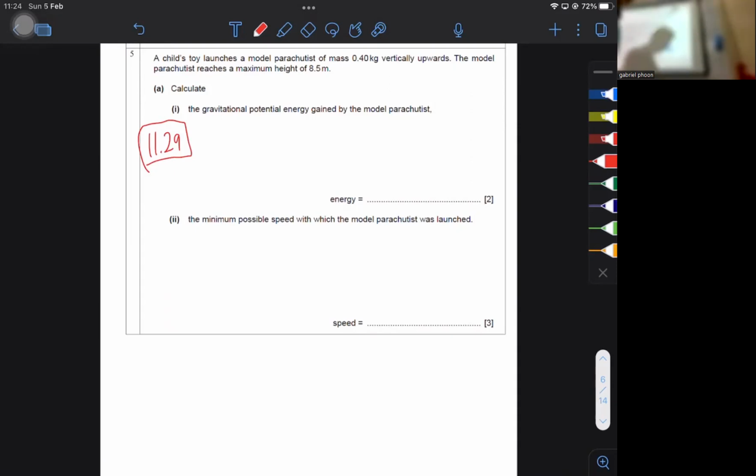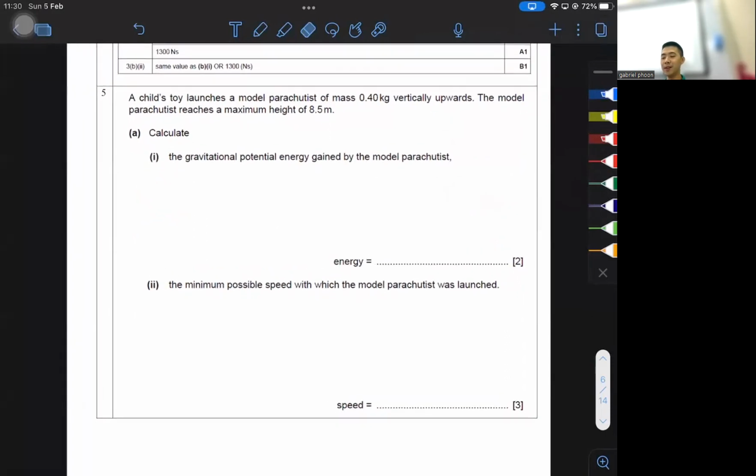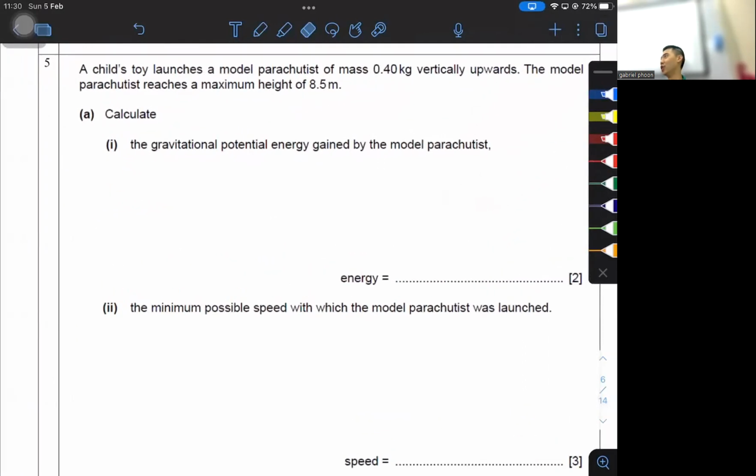Let's go through the question together. Okay, guys, let's look at this question here. It's once again a very standard question, and once again, it should have a very standard answer.